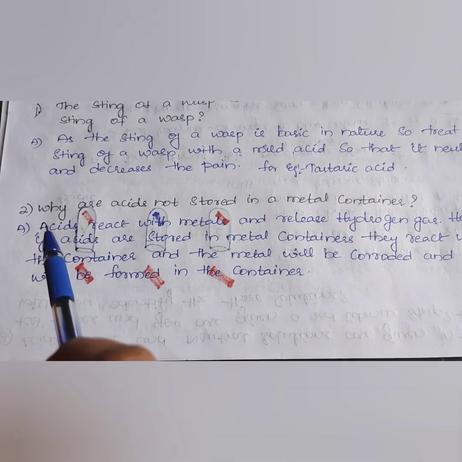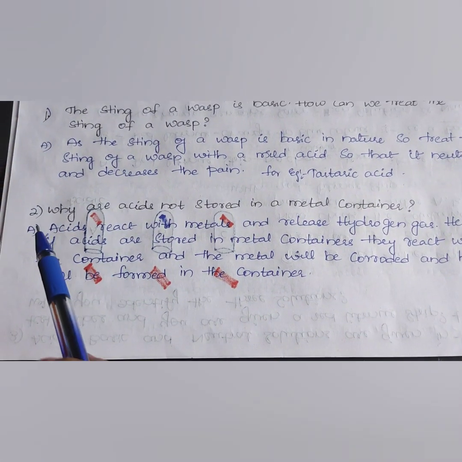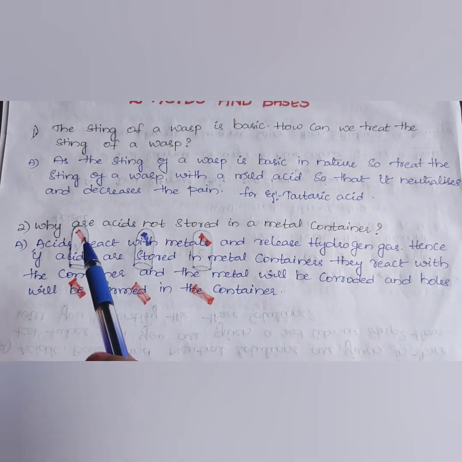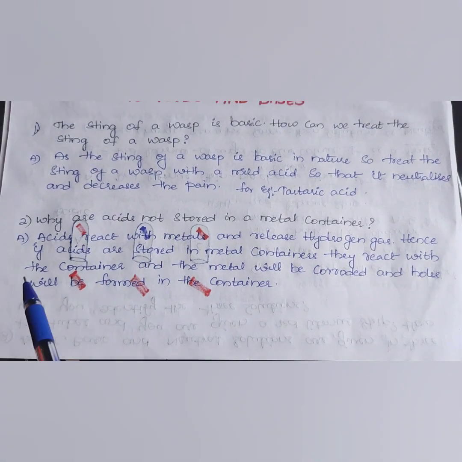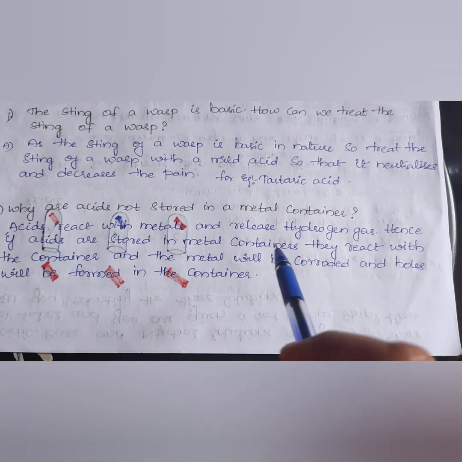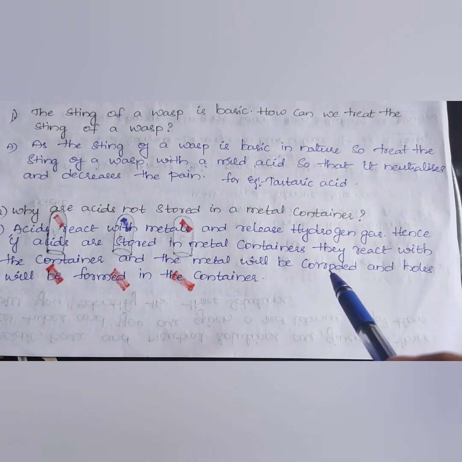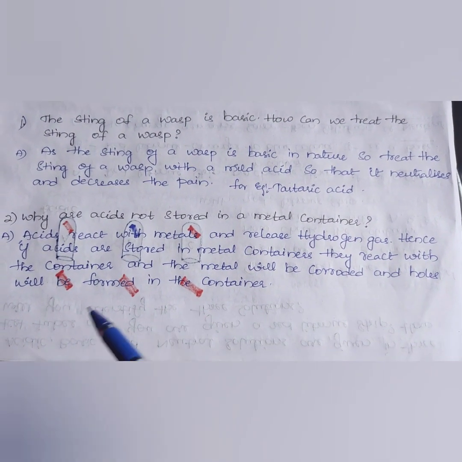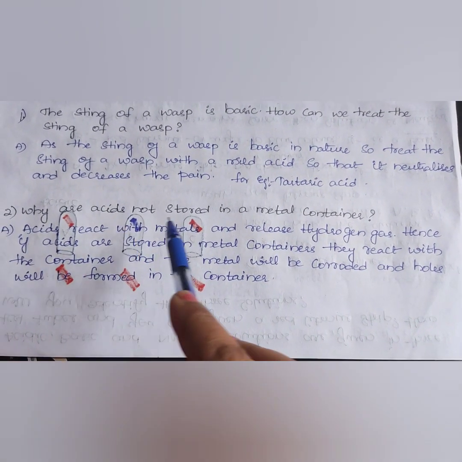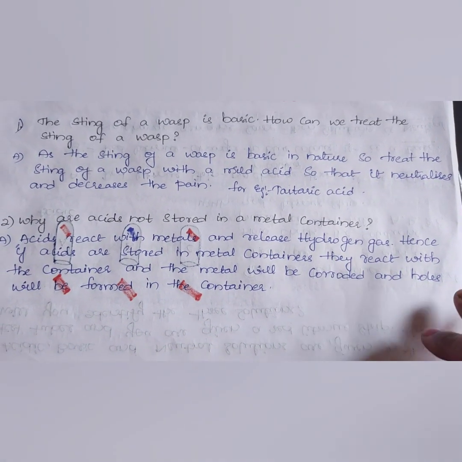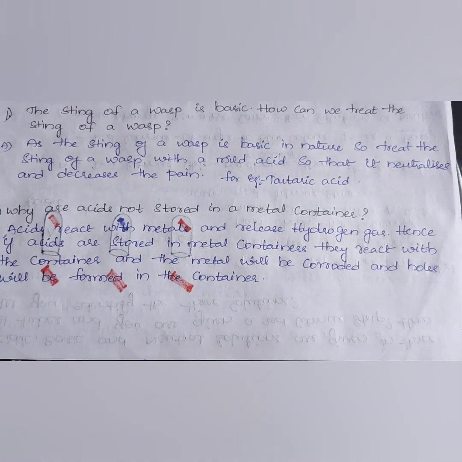Next, second question. Why are acids not stored in metal containers? Acids react with metals and release hydrogen gas. Hence, if acids are stored in metal containers, they react with the container and the metal will be corroded and holes will be formed in the container. Hence, we should not store acids in metal containers. We should use glass bottles to store the acids.